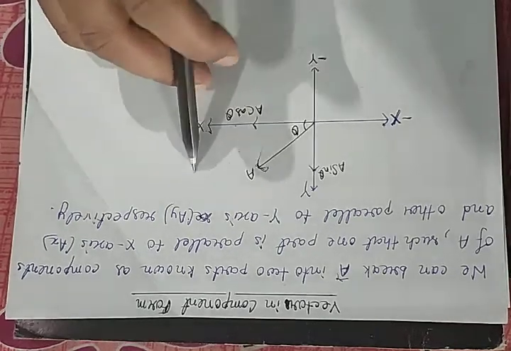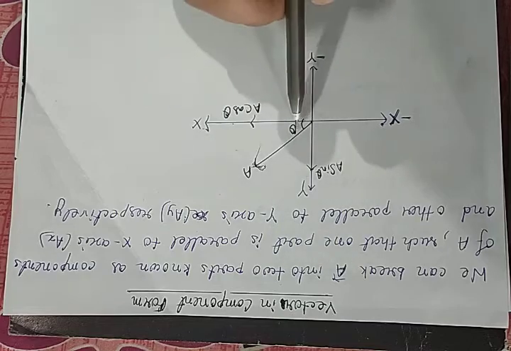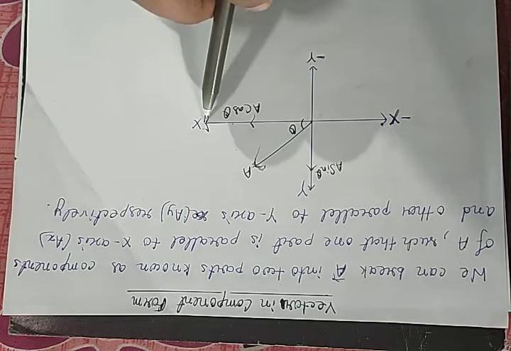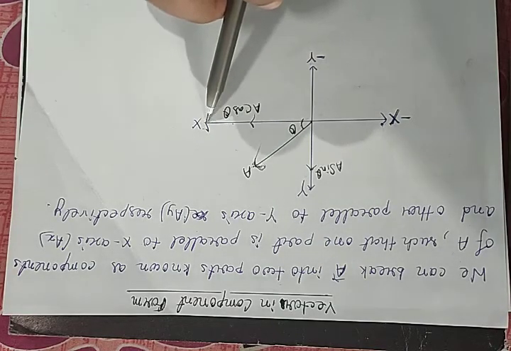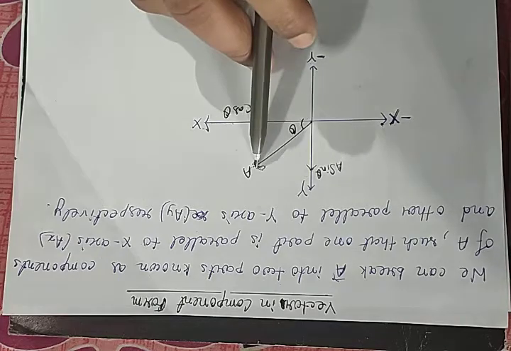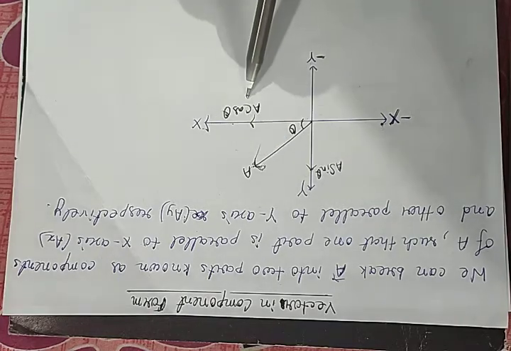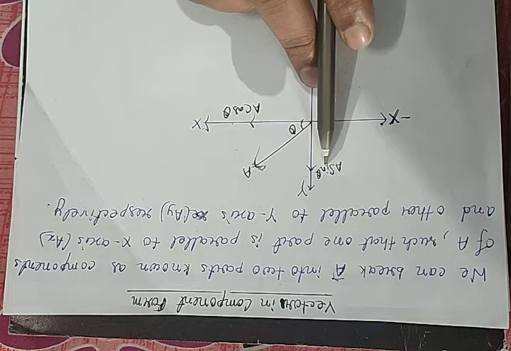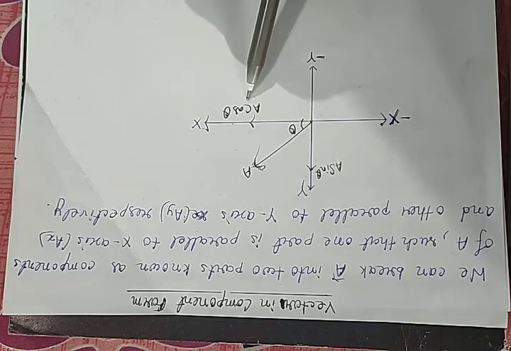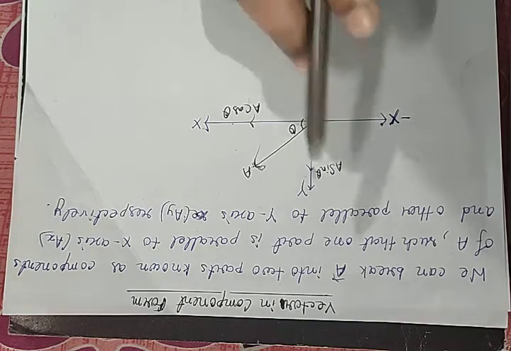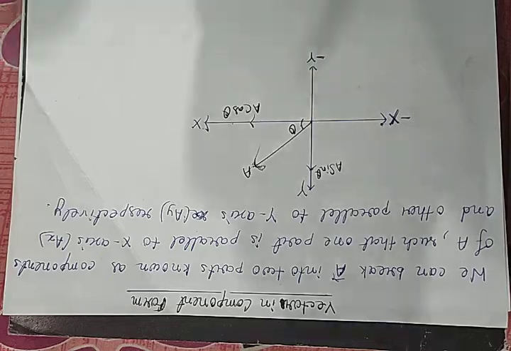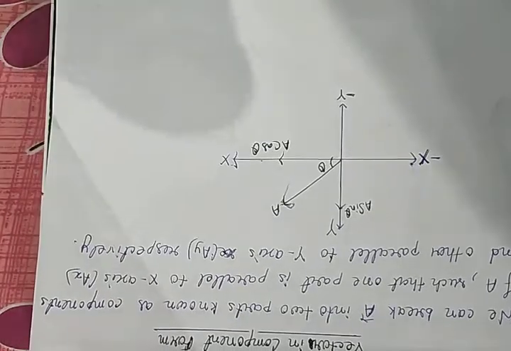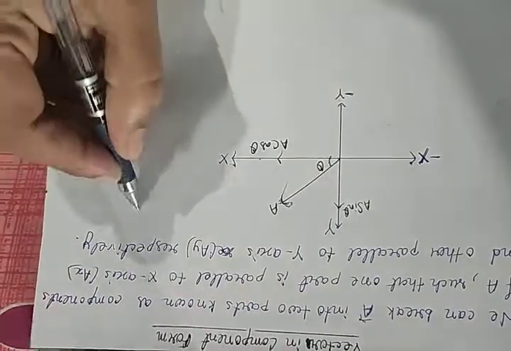Okay. Suppose this is your vector A. This vector A is making an angle theta with your positive x-axis. So we can break this vector into two parts. One is A cos theta, other is A sin theta. This is called your cos component, and this is called your sin component. So why A cos theta and why A sin theta, not why tan?